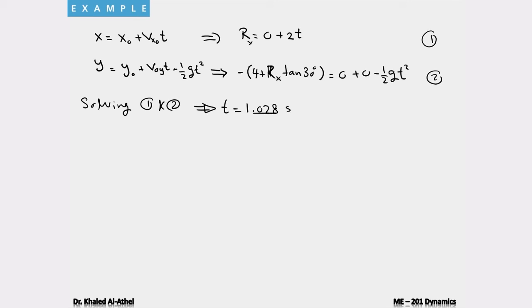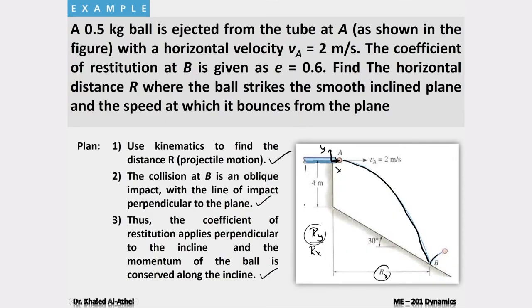1.028 seconds, and r we can already find from here, and then r, which is what is asked in the problem, equals 2.06 meters. Now I need to find the velocity after the ball leaves the ground, after it bounces. We know from projectile motion that the initial horizontal component of the velocity, Vx, does not change. So it will remain.